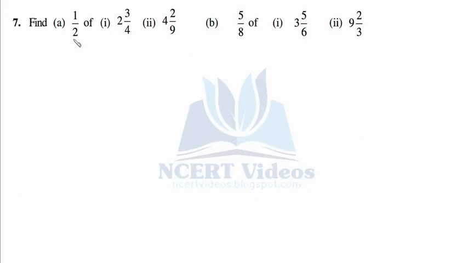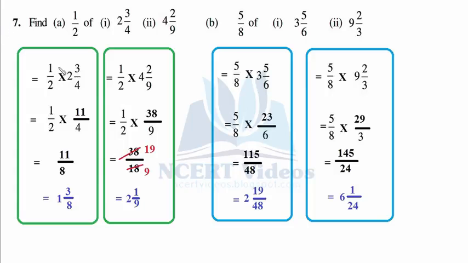Now again the same thing, just with mixed fractions. 5 over 8 of 3 and 5 by 6 and 9 and 2 by 3. So here we go. We will just first of all write them. 1 over 2 of 2 and 3 by 4. Of means multiplication. This is a simple step. Now we will open it. 4 times 2 is 8 plus 3 is 11 over 4. Now 11 over 8, 8 ones are 8, 3 is the remainder, and 1 and 3 by 8.